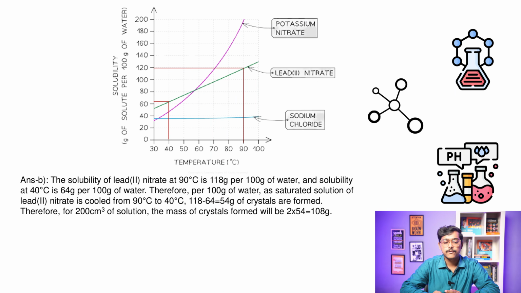The solubility of lead nitrate at 90 degrees Celsius is 118 grams per 100 grams of water, as we see from the diagram, and the solubility at 40 degrees Celsius is 64 grams per 100 grams of water. Therefore, per 100 grams of water, when a saturated solution of lead nitrate is cooled from 90 degrees Celsius to 40 degrees Celsius, 54 grams of crystals are formed. Therefore, in 200 cm³ of solution, the mass of crystals that will be formed is 108 grams.